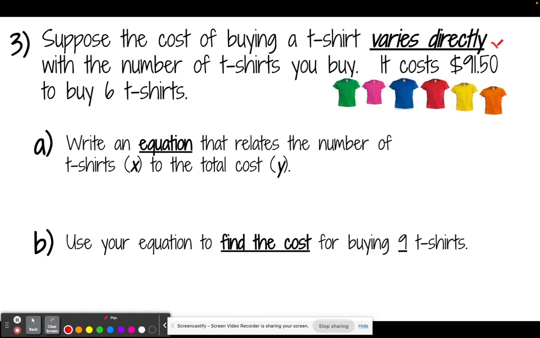one of my y's is 91.50. One of my x's is 6. It tells us it's a direct variation, so I can just know that. It is 91.50, my y, over x, which is 6. I am going to simplify that to a 1. It is a decimal. However, because we're talking money, I usually do simplify that to find out the cost of one shirt. So 91.50 divided by 6 will give me $15.25 for each shirt.